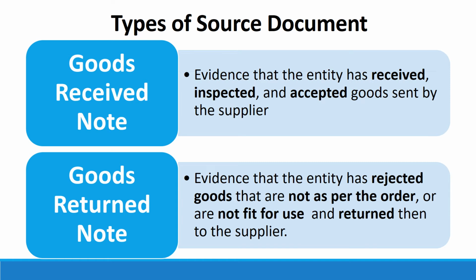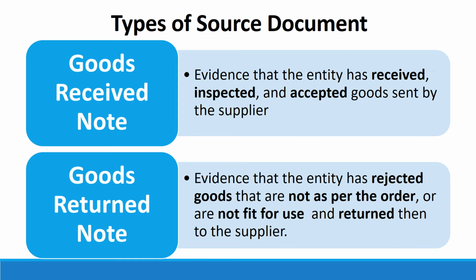When an entity makes a purchase order, the supplier delivers the goods. The entity receives the goods by signing the supplier's delivery note, inspects them to confirm if they meet the requirements as specified in the purchase order, and then issues a goods received note to document the receipt of goods.